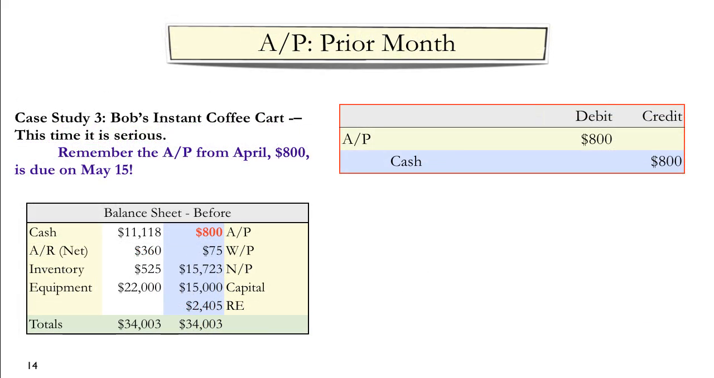The next transaction is the payment of an account payable from the prior month. So here's the account payable, and this was incurred in April, but it was required to be paid in May. And so you can see the debit to the account payable, which will reduce the account payable balance to 0, and the credit to cash, which should reduce the amount of cash on hand. I won't show the after, since it's a relatively simple transaction, and you should be able to do that one yourself.